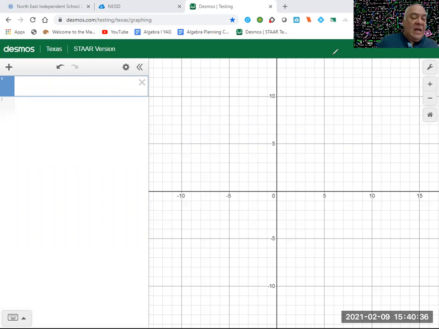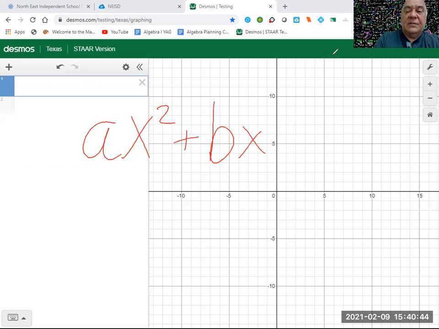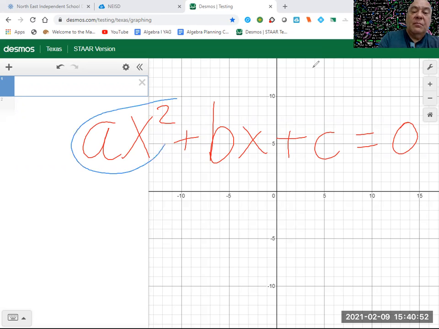Okay, we're going to look at key attributes of the quadratic equation. You know that the standard form is ax squared plus bx plus c equals 0. You need this first term to be there. You need that x squared term because that's what makes it quadratic. In fact, this is called the quadratic term.